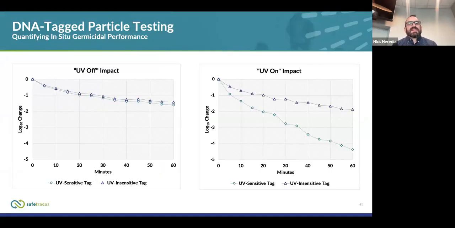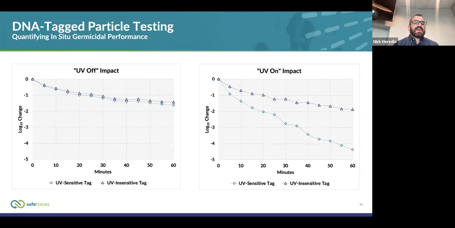And so this is in situ data from one of our office spaces where we're actually utilizing our DNA tagged particles. We've created two different DNA tags, one that is relatively insensitive to UV. It's very similar to our current offering of our DNA tagged particles known as Veridart. And we've created another tag that we simultaneously aerosolize, and that tag is sensitive to UV.